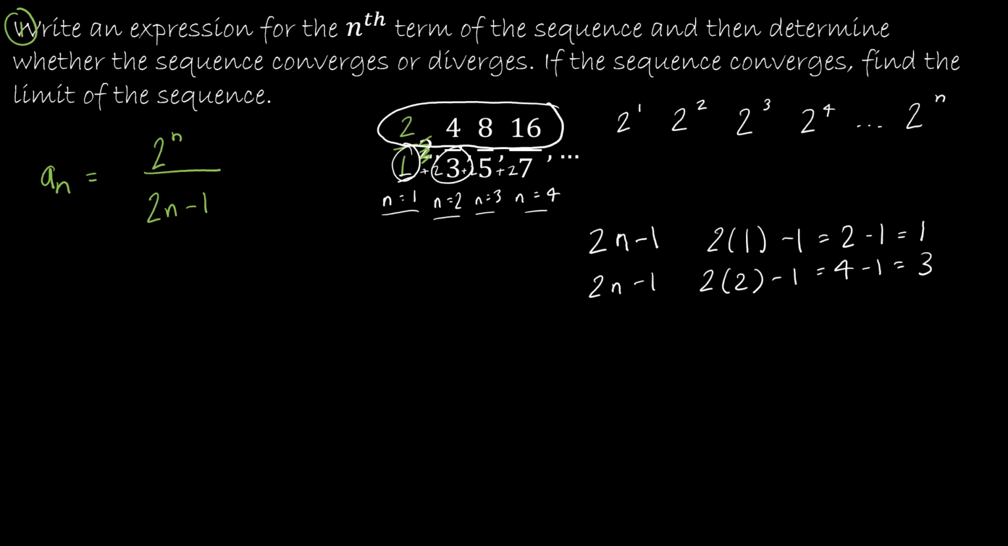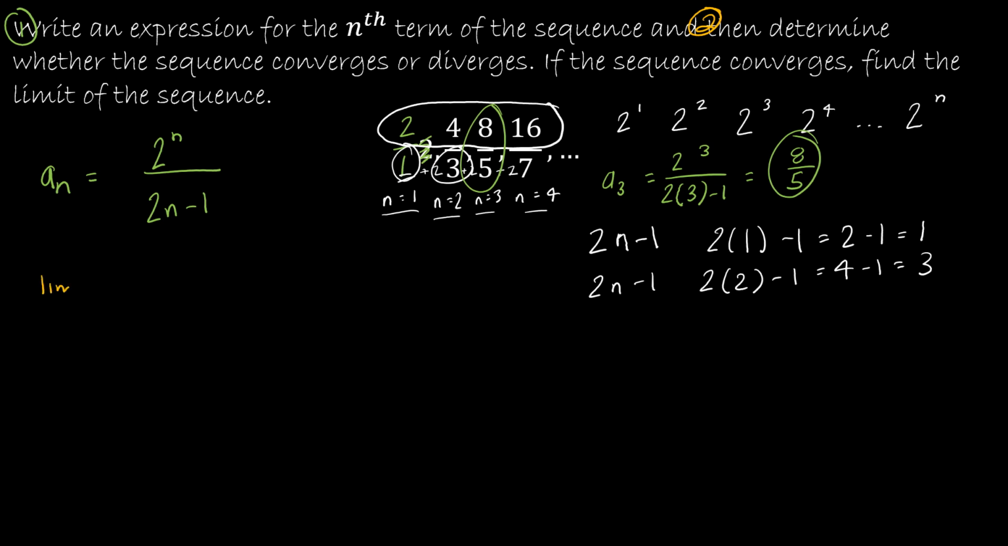And again, you are welcome, before you get started on the second part of this question, to just choose a value at random. Let's say a sub 3 and see, does that work? So 2 to the third over 2 times 3 minus 1 would give me 8 over 6 minus 1, which is 5. And 8/5 is in fact the third term. So that's step 1: I've now written this sequence explicitly so that I could find each value using some function. Now I want to determine, does the sequence converge or diverge? And if it converges, what's the limit?